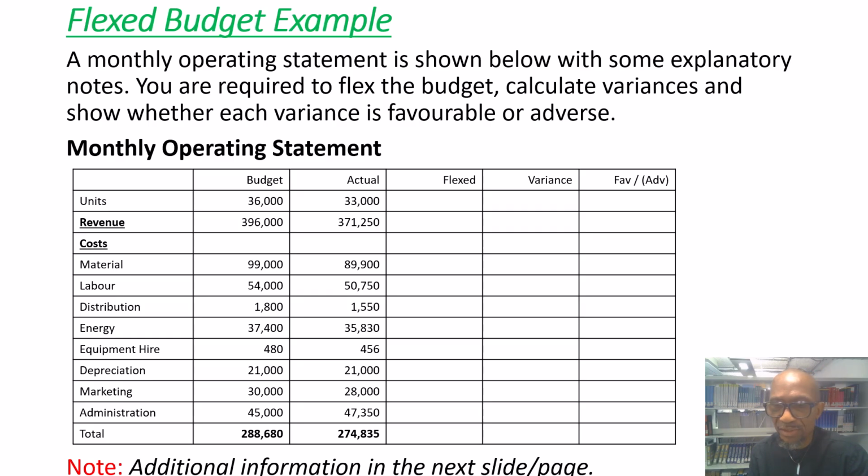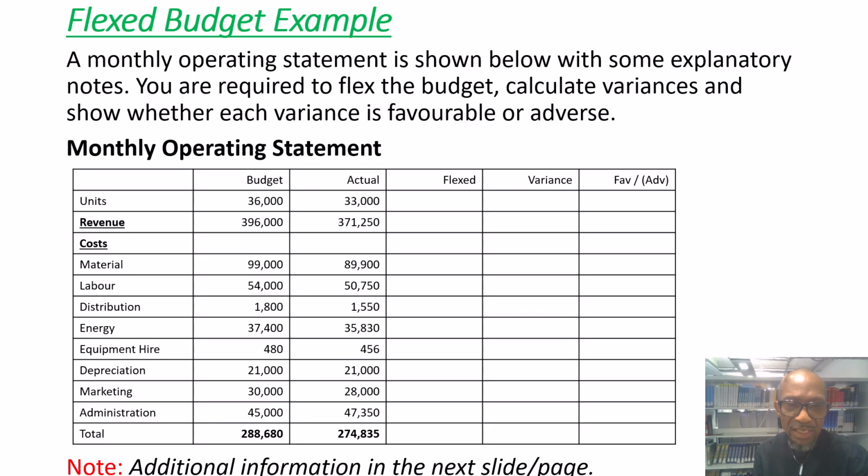An example is necessary to explain this particular topic. Here is an example. A monthly operating statement is shown below with some explanatory notes. Those notes are crucial. We need to scrutinize them. There will be some cost structure elements here. Some will be fixed, some will be semi-variable, some will be stepped. Look at the additional information to help you with this exercise. Now, you are required to flex the budget, calculate variances, and show whether each variance is favorable or adverse.